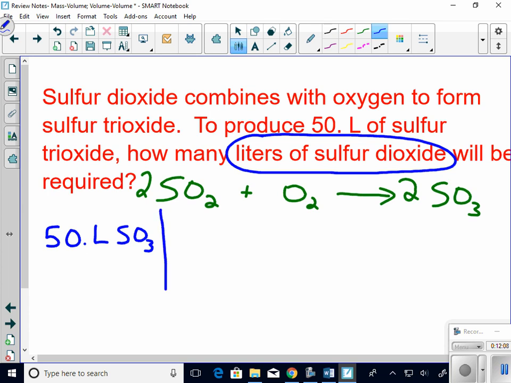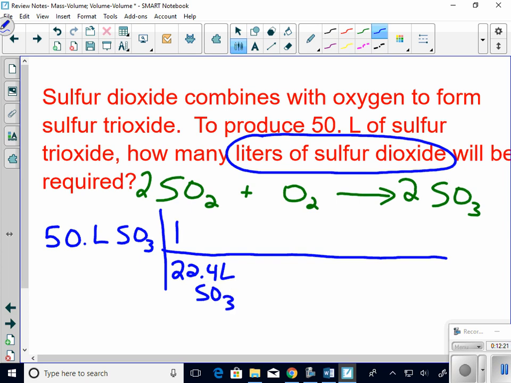So I set up my conversion box. I first have to go to moles. So 22.4 liters of sulfur trioxide is 1 mole of sulfur trioxide. My liters of sulfur trioxide cancel. I've now converted this into moles of sulfur trioxide.